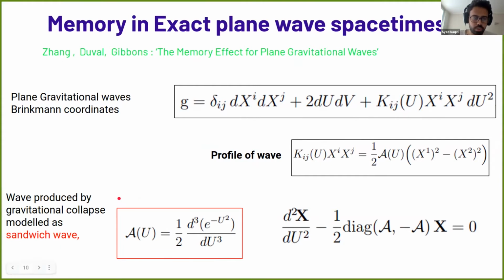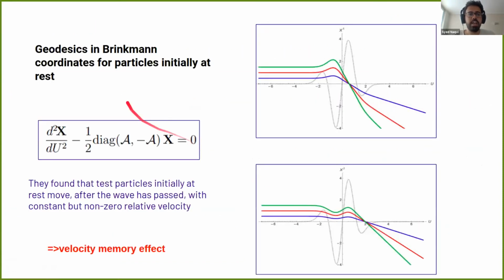And now when you take a particular form of this wave, the waves produced by gravitational collapse, modeled as a sandwich wave, were studied by these guys. So you plug this over here and you just study the normal geodesic equation. The basic idea is that they studied the geodesics in Brinkmann coordinates for particles initially at rest. So you study this for two different profiles over here.